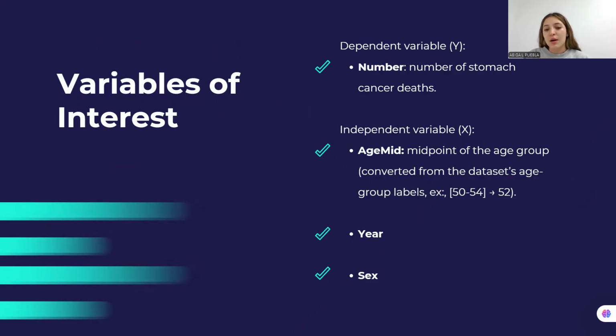The variable of interest I explored was first the number of deaths as the dependent variable. Then age midpoint, which relates to the midpoint of the age group, converting the dataset's age group label into the middle of the two labels given. I am also exploring the variables of year and gender.